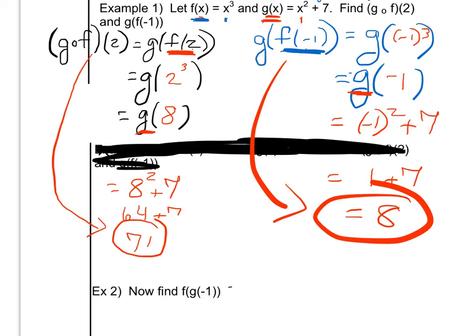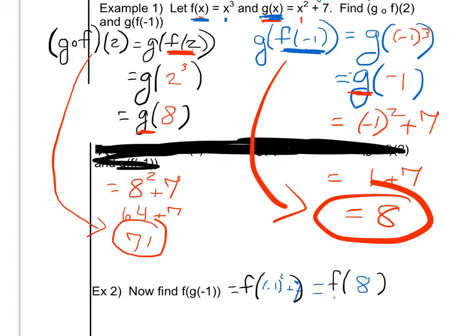This then gives me f of, I'm now going to plug negative 1 in for g. So I'm going to go to g, and I'm going to have negative 1 squared plus 7. Well, that gives me f of, well, negative 1 squared is 1. 1 plus 7 is 8.